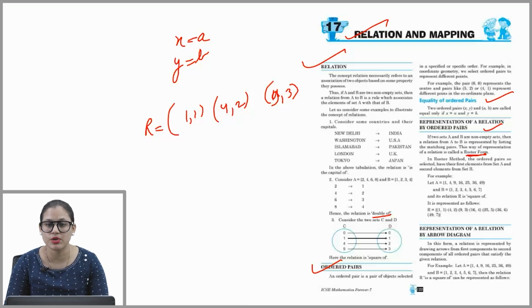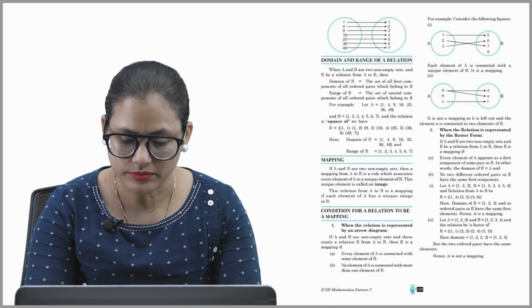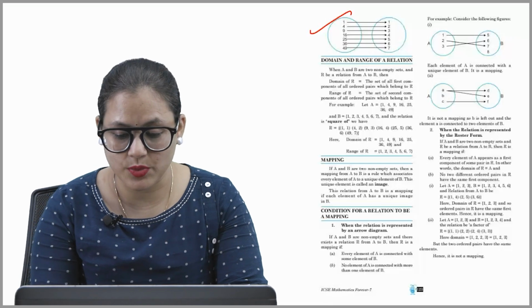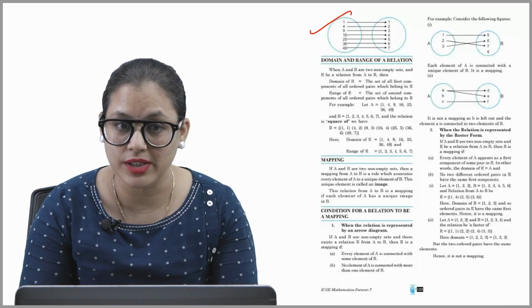Now representation of a relation by arrow diagram. In this form, a relation is represented by drawing arrows from first components to second components of all ordered pairs that satisfy the given relation. For example, let A equal 1, 4, 9, 16, 25, 36 and 49 and B equal 1, 2, 3, 4, 5, 6, 7. Then the relation R, "square of", can be represented like this. Here it is given: 1 is the square of 1, 4 is the square of 2, 9 is the square of 3, right?